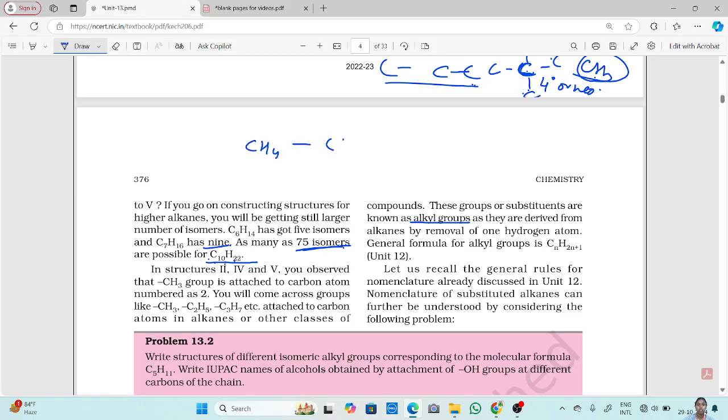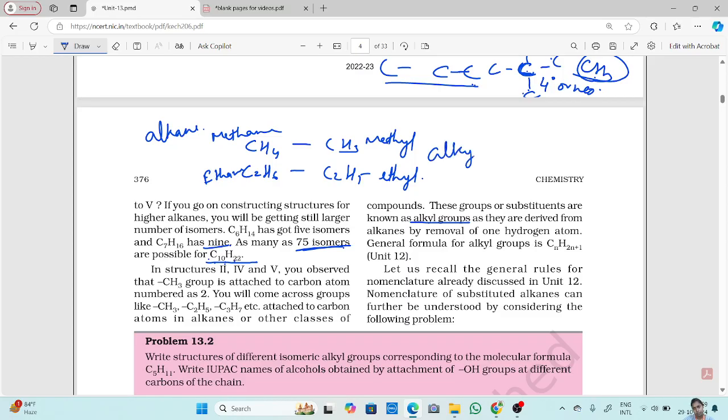CH4, you remove one hydrogen, it will become CH3. C2H6, you remove one hydrogen, it will become C2H5. Now this is methane, this is ethane. But the moment you remove one hydrogen from both of them, they become methyl and ethyl. So these are your alkanes and these are your alkyl groups. Okay, and these you can find as a functional group or substituting group on the carbon chain. Okay, so they are called alkyl groups as they are derived from alkanes by removal of one hydrogen atom.